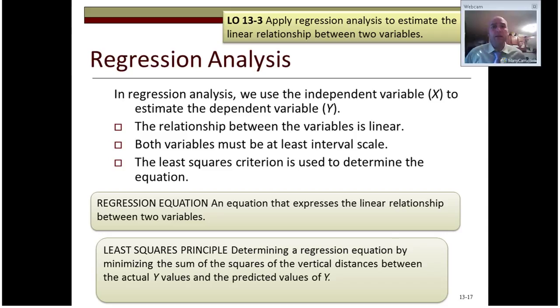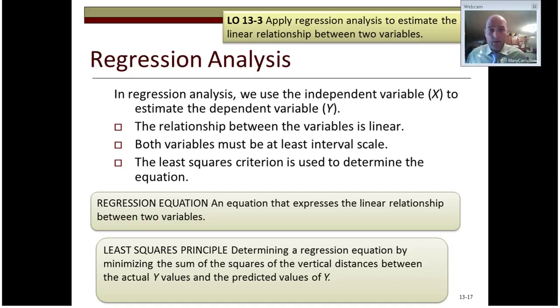Both of these things are all leading to how we can make predictions. If we find out that things are correlated, in other words, they vary together, one goes up, the other goes up, maybe one goes up, the other goes down, as soon as we know that things are related, then the next step logically is to want to try to make predictions about things that we know are related. And we do so using regression analysis.